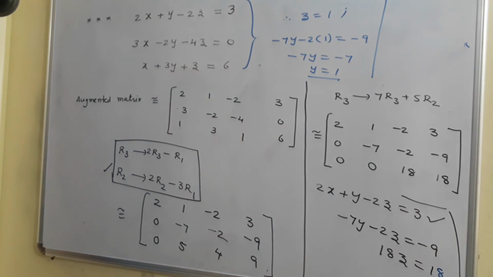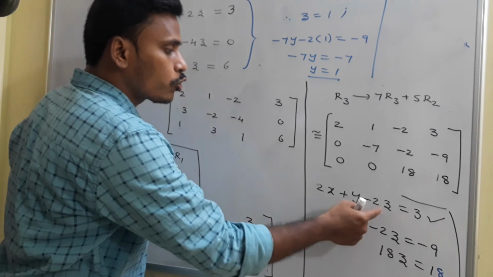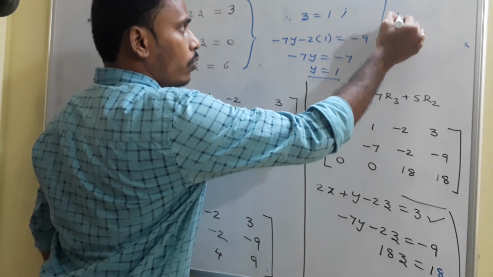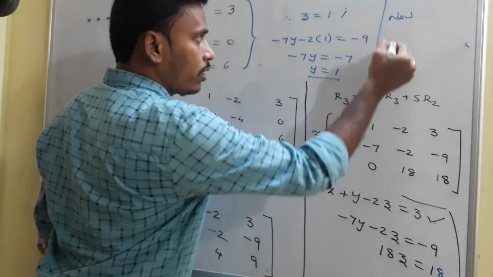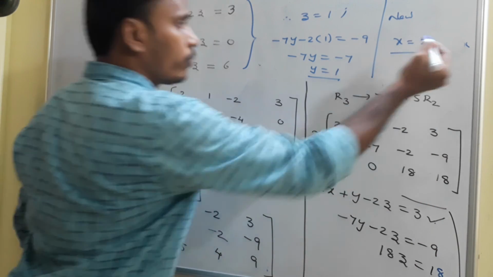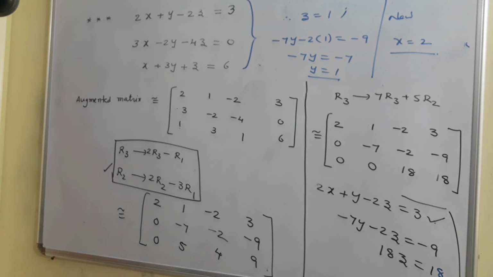After having z equal to 1 and y equal to 1, replace those two in the first equation. Now from this first equation we will get x is equal to 2. So at the end, your answers for the problem are x equals 2, y equals 1, z equals 1. Okay, have a look.